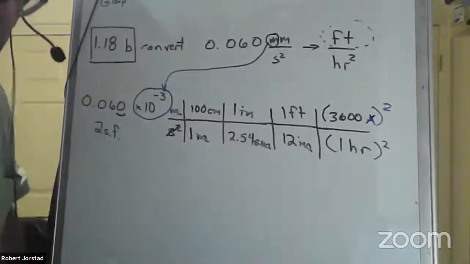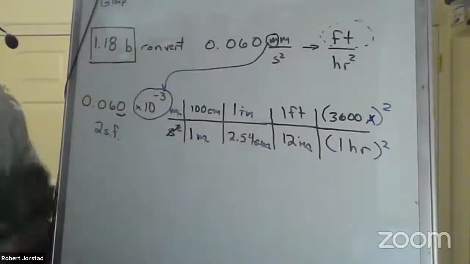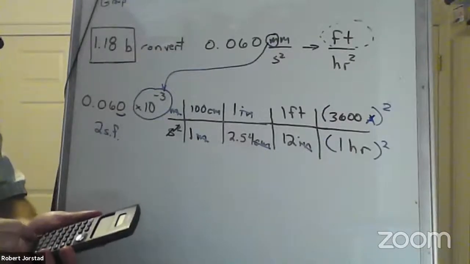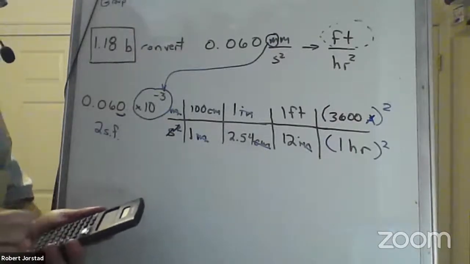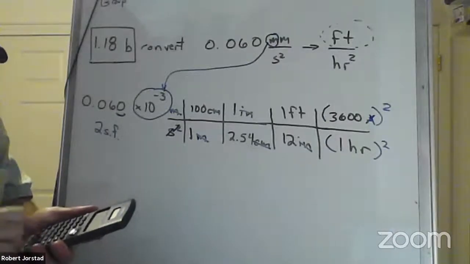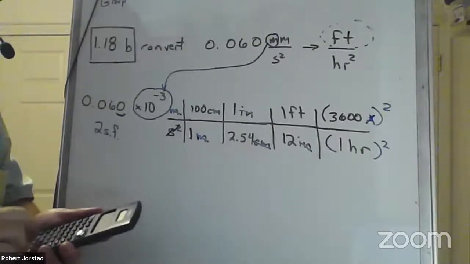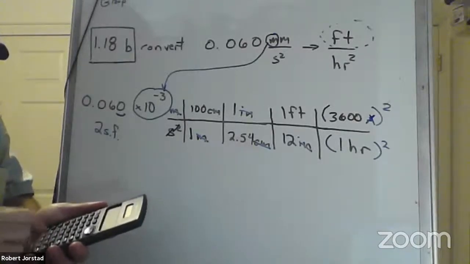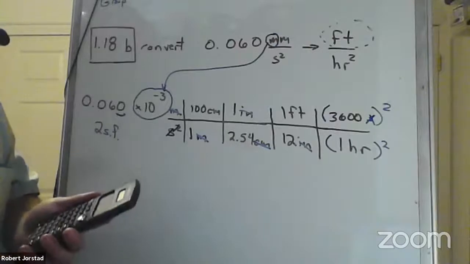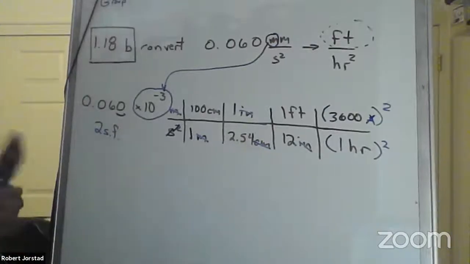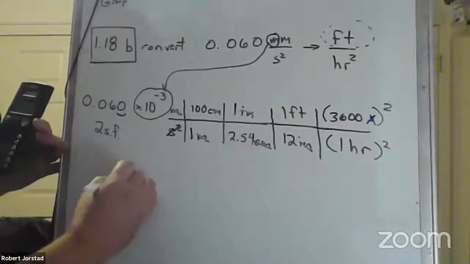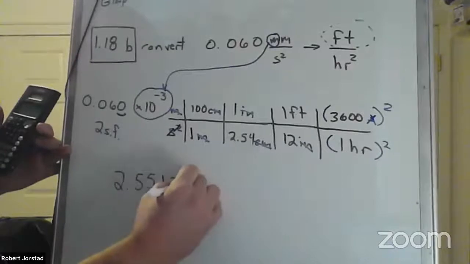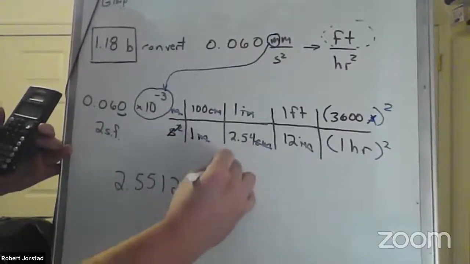All right. At this point, you could punch in the numbers. Let's go ahead and finish it. I'm going to do it as well. So just practice using your calculator. 0.060 e-3 times 100, divide by 2.54, divide by 12, times 3,600 squared. So I got 2.5512 times 10 to the third.